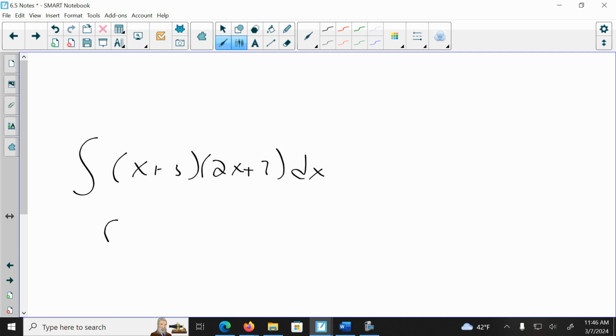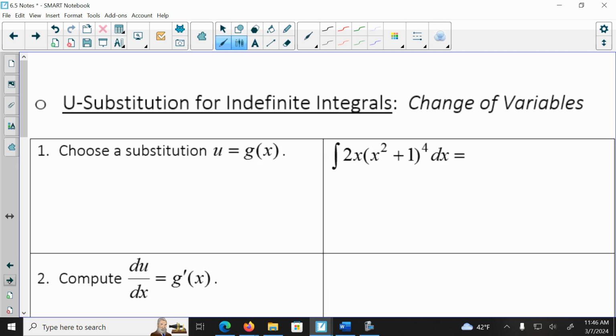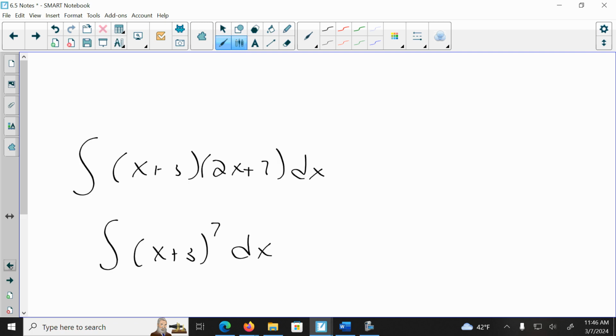Up until this point, we have never done an integral where I have a function within another function. We've never done that, and that's what we're gonna take care of today: taking the integral when I have what's called a composite function.